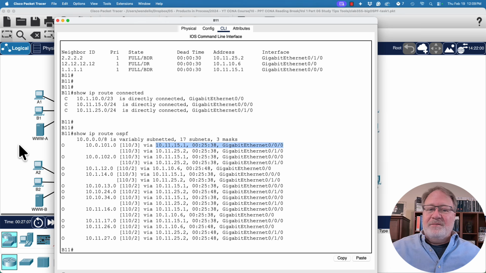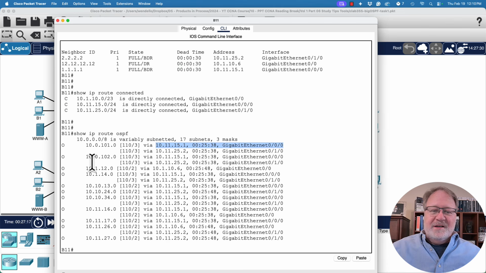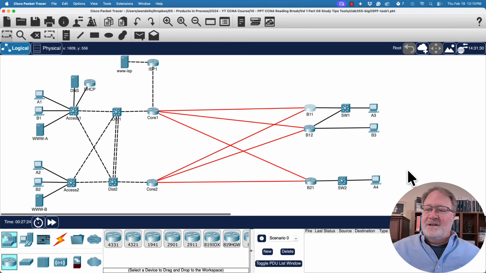So what does that mean? That means from B11's perspective, 1 route runs through core 1 and 1 route runs through core 2. So it's a tie there for both of those routes. In fact, it's also a tie for B11's route to 10.1.14.0. Where's that? Well, it's the subnet down here off B21. So again, from B11's perspective, it can send the packets through core 1 or through core 2.